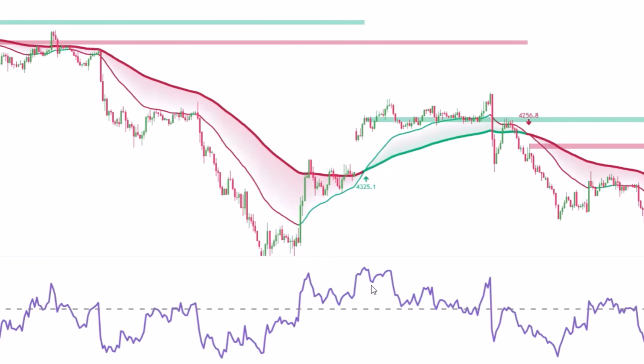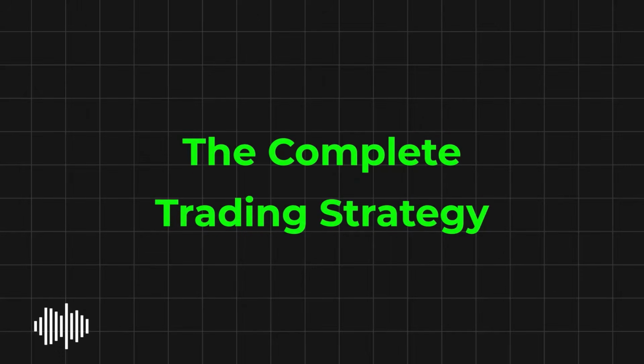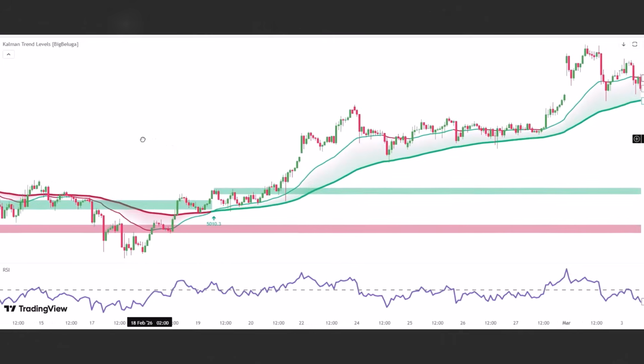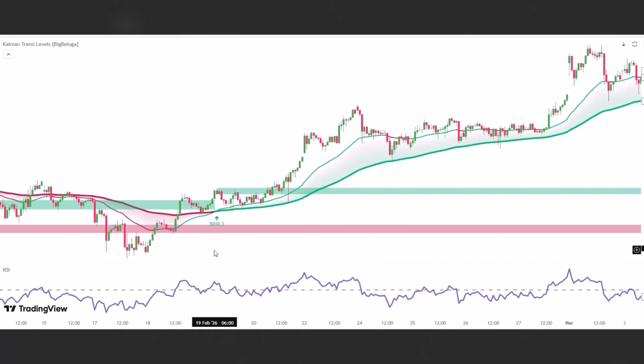Now that both indicators are on the chart, we're finally ready to build a complete strategy with clear buy and sell rules. The complete trading strategy. Now let's put everything together. Let's begin with a buy setup.